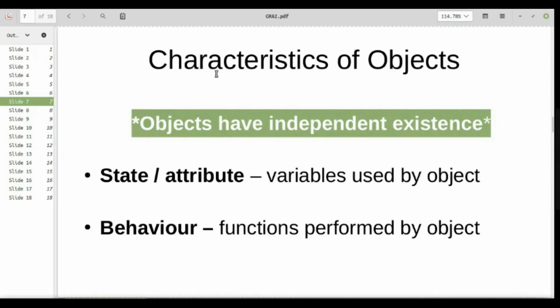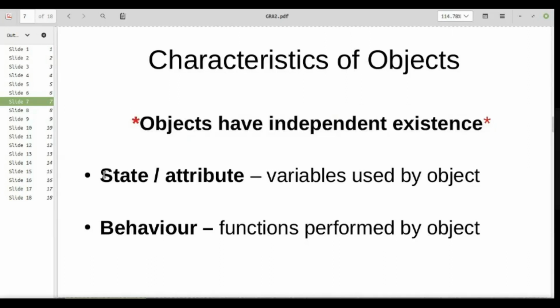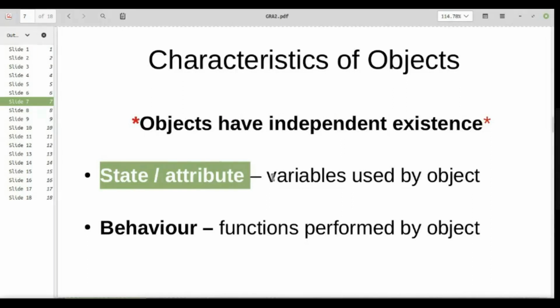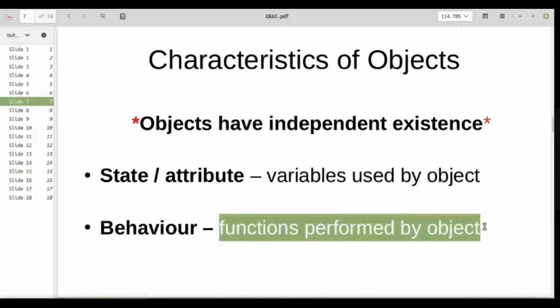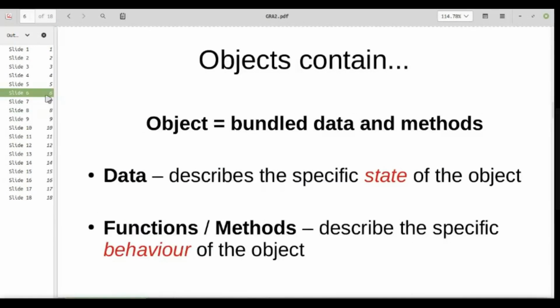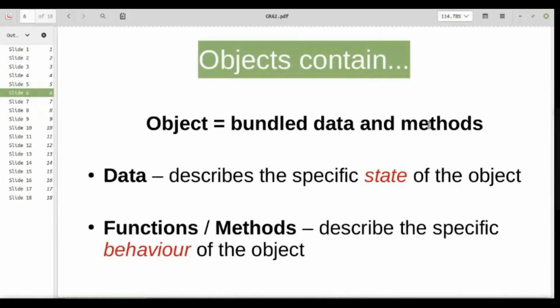And the other two characteristics of objects are that it has a state or attribute, which is denoted by the variables used by the object, and it has a particular behavior, which is denoted by the functions performed by the object. So what changed? Nothing changed. Here we saw what the object contains. It contains data and it contains functions. This is the view of a programmer. Whenever we are writing a program, this is the view of a programmer, right? That the object contains data and functions.